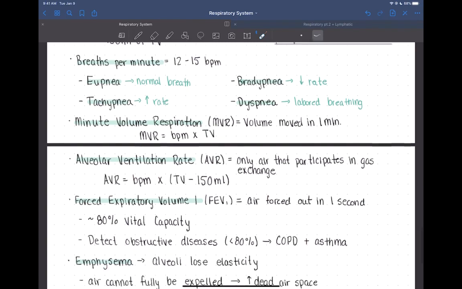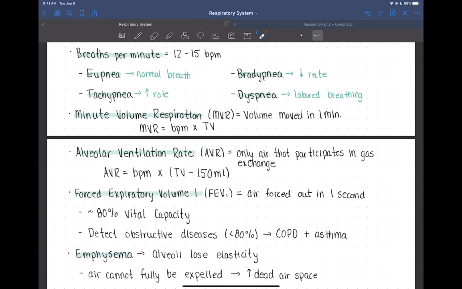All right, and then another value that's kind of similar and actually tells you more about how efficiently they're exchanging gases is the alveolar ventilation rate. So this alveolar ventilation rate takes into account that dead air space. All right, so it is only the air that can participate in gas exchange that is being exchanged in 1 minute. So it's essentially the same formula, except you take your tidal volume and you subtract that dead air space from it. So then that'll just give you the value of air that's actually participating in gas exchange.